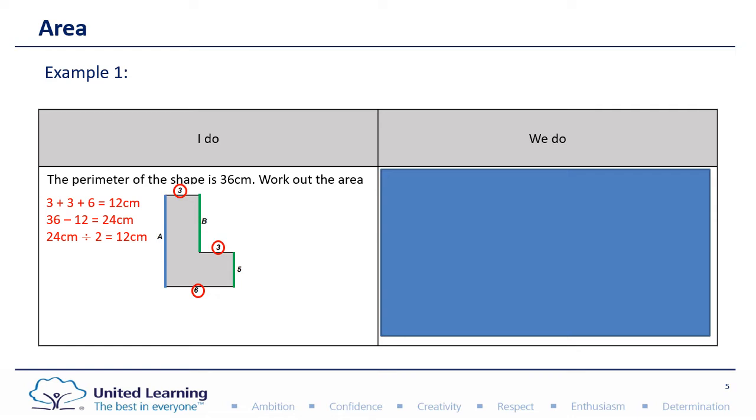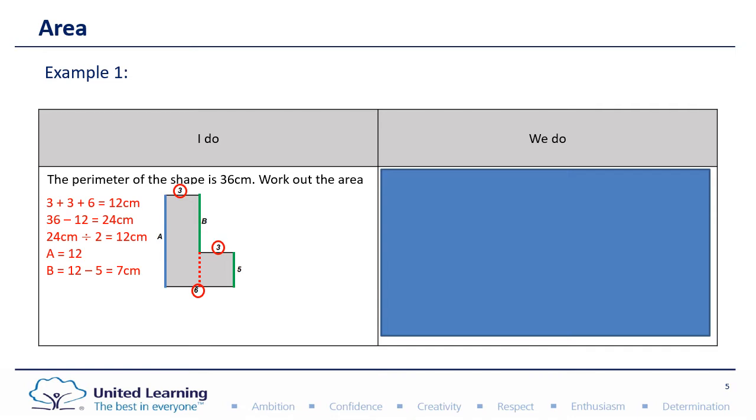To work out side length B, I will use my knowledge that B add 5 gives us A, and subtract 5 from 12 to give us 7 centimeters. Now we have the lengths of all the sides. We can work out its area by dividing the compound shape into 2 rectangles. I have split it up along this dotted line.